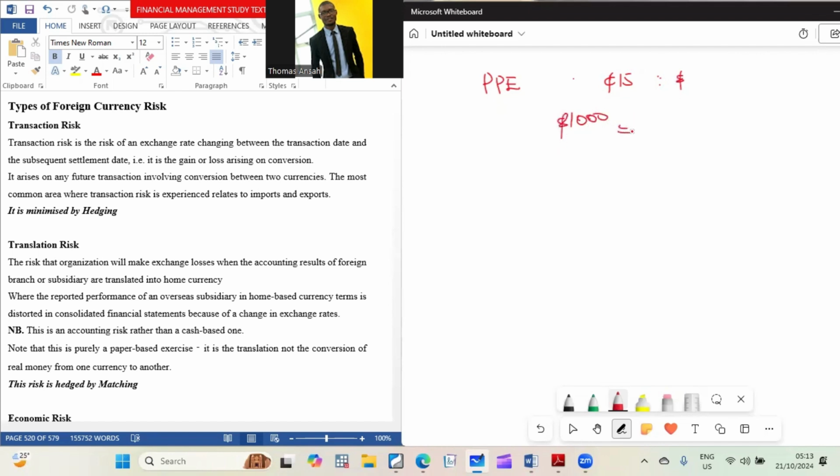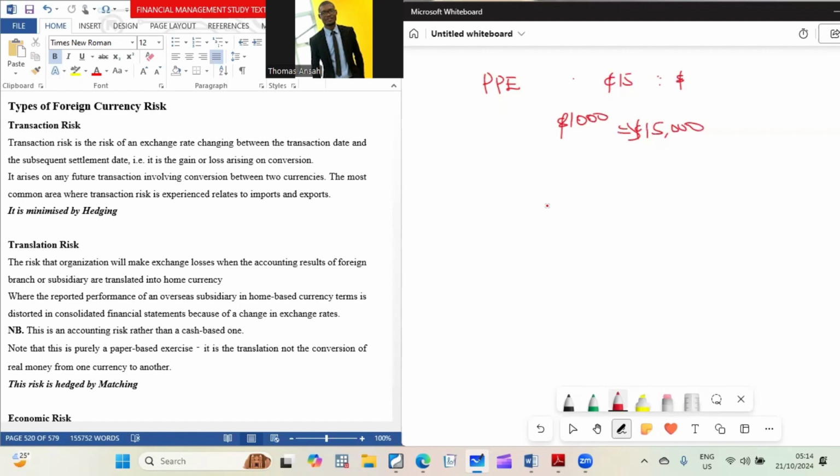It means that converting it into CD, you will have 15,000 CDs. But let's say at the time you are translating them, you are translating the figure, you are doing consolidation. So a foreign subsidiary you own, you have to translate it. Let's say at the time you are translating it again, the exchange rate has fallen or the exchange rate has gone up, depending on the position you sit.